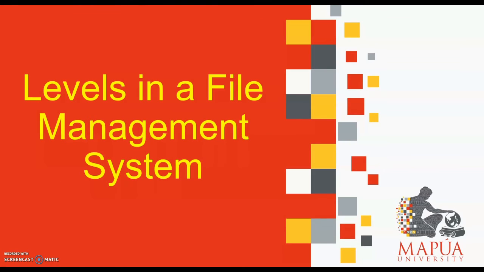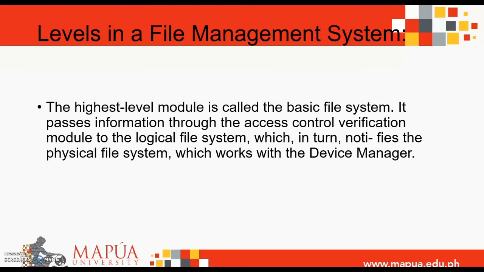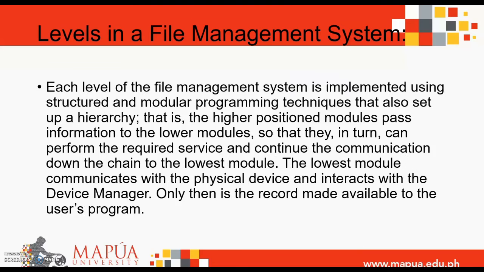Now we're going to talk about levels in the file management system. Here is the hierarchy of the standard file management system, from the file manager down to the device manager. The highest level module is called the basic file system. It passes information through the access control verification module to the logical file system, which in turn notifies the physical file system, which works with the device manager.